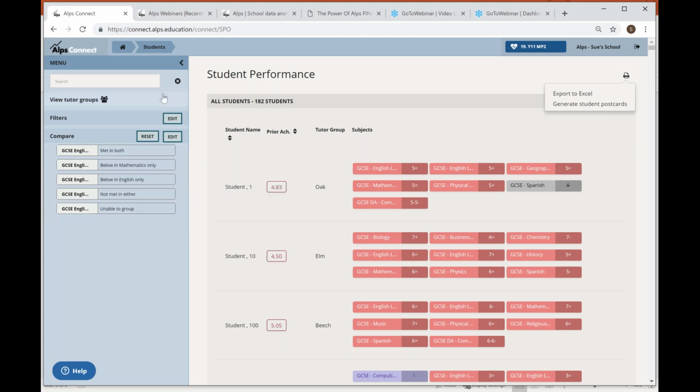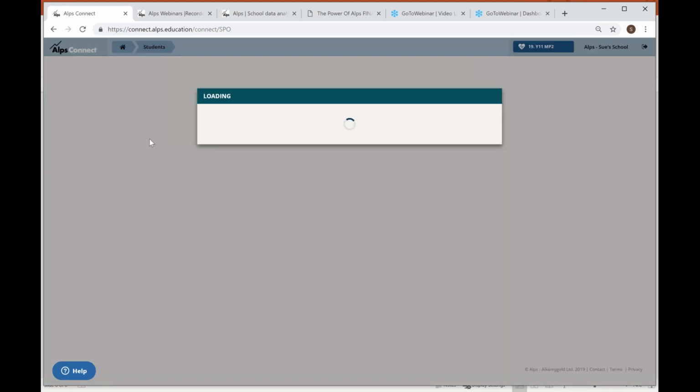Okay, what I've failed to do throughout the webinar is to actually say that most of those pages are printable and exportable to Excel, one or the other. Okay, let's reset that.